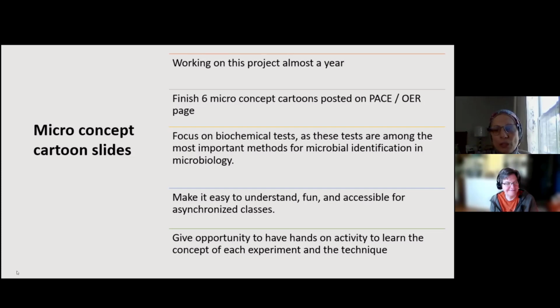Before I go deep into details and tell you about the key ingredients of this project and how I use them in my class, I would like to talk a little bit about what concept cartoons are and what the story behind this pedagogy is.